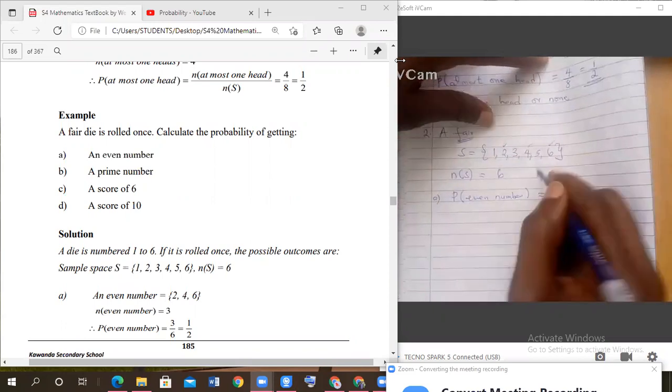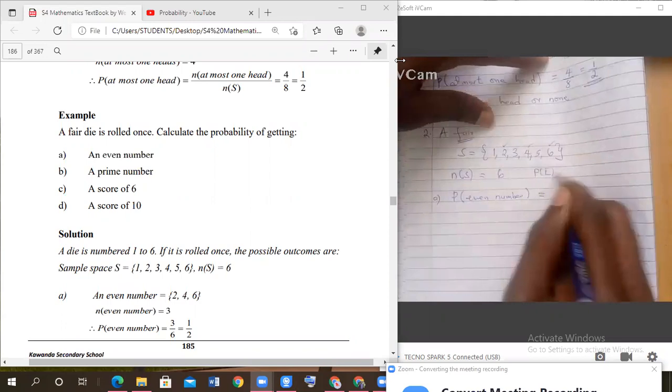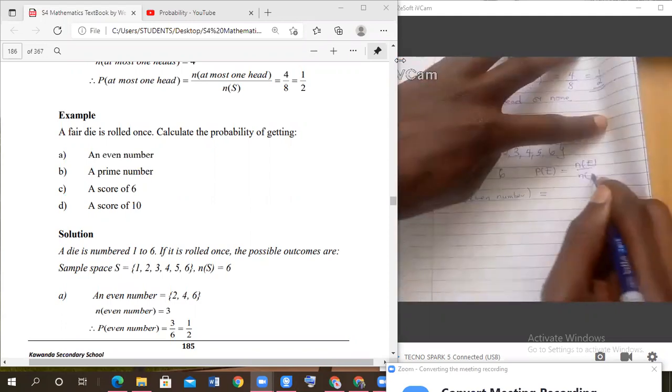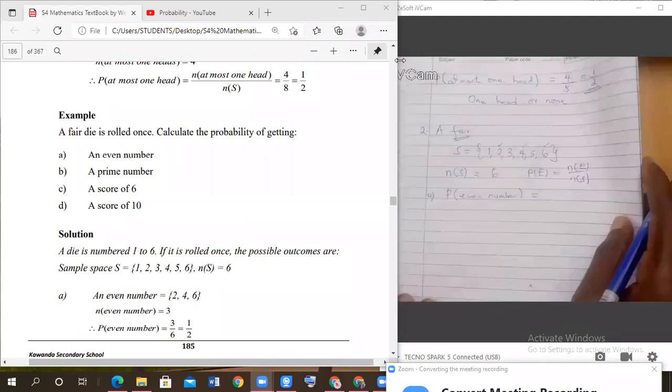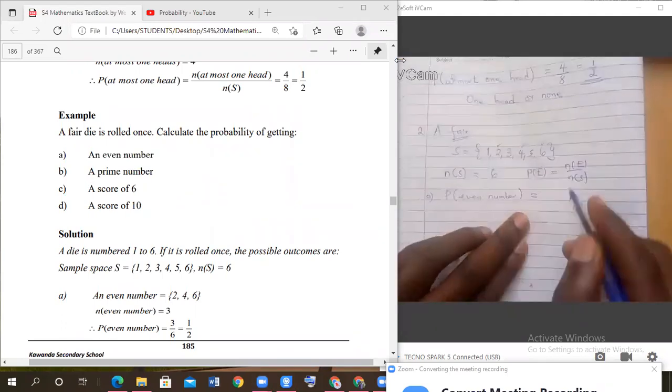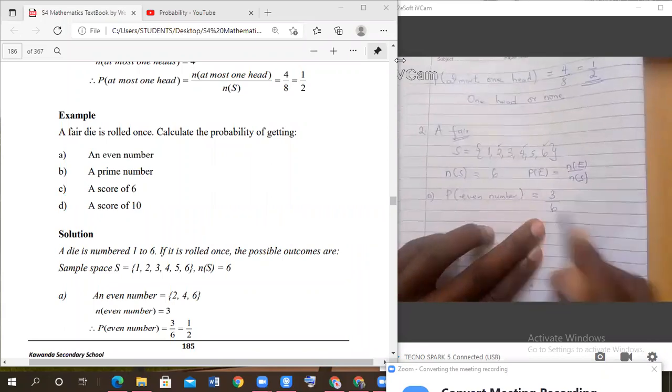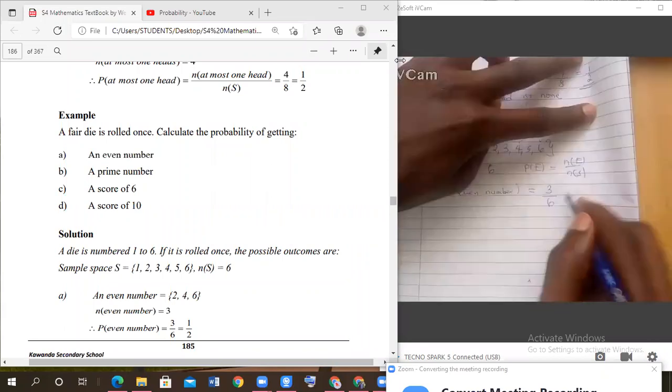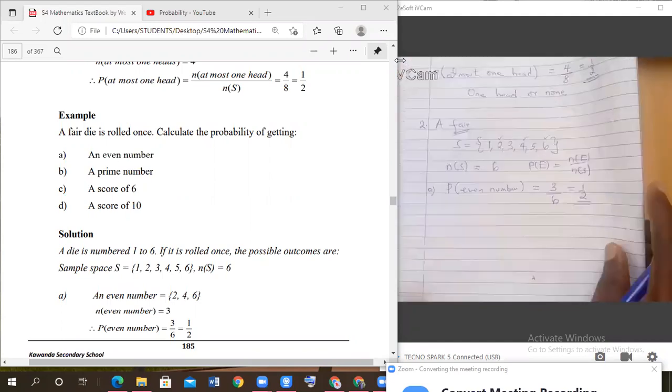Don't forget this. We said probability of any event is equal to the number of event divided by the number of sample space. Don't forget that. So what is our event? We have 2, 4, and then what? 6. So which means there are 3 out of what? 6. Which will give us a half.